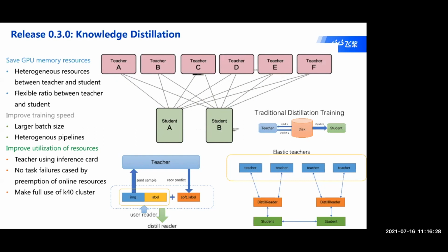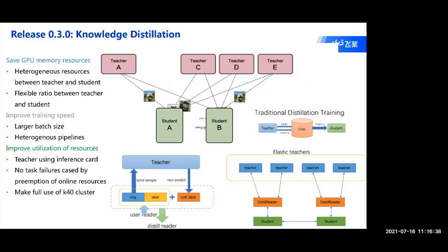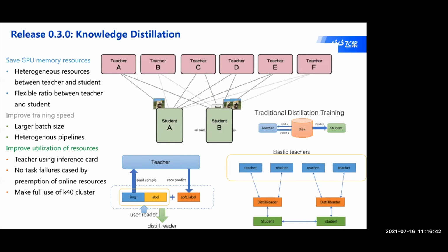There are several benefits for that. The first is it will save GPU memory resources. Due to the decoupling of the student model and the teacher model, the service distillation training can use heterogeneous resources, that is, deploy the student model and the teacher model to different devices. And the second is to improve the utilization of training resources.